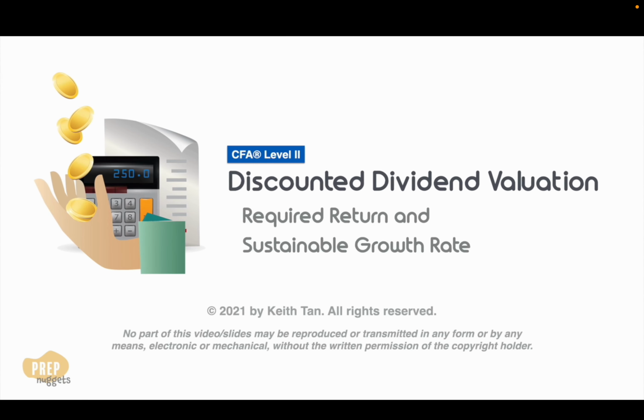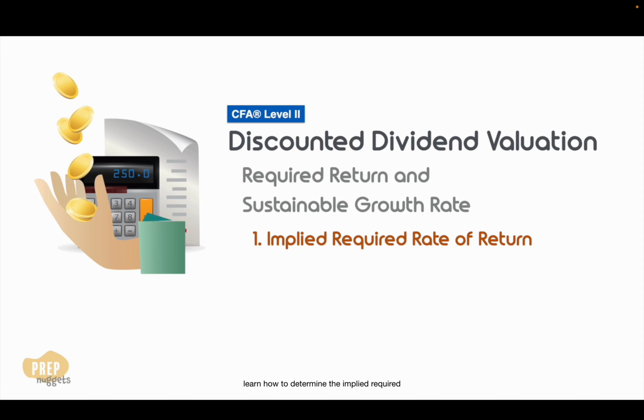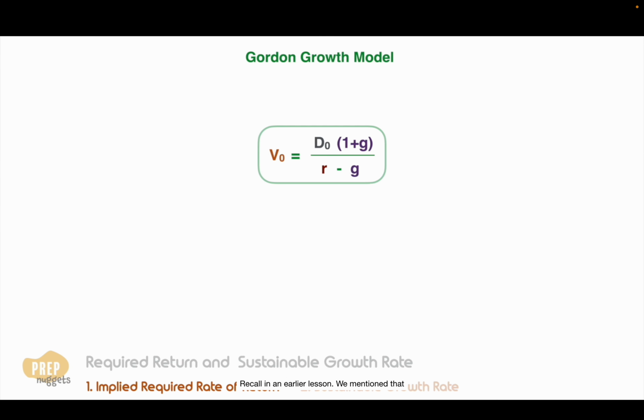Welcome back. To wrap up this topic on discounted dividend valuation, let's learn how to determine the implied required return of a stock based on its market price and sustainable growth rate of earnings. Let's get rolling. Recall in an earlier lesson, we mentioned that the Gordon growth model has 4 variables and that given any 3, we can solve for the unknown variable.